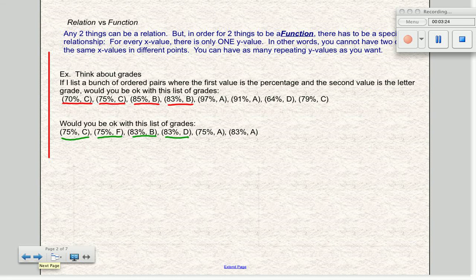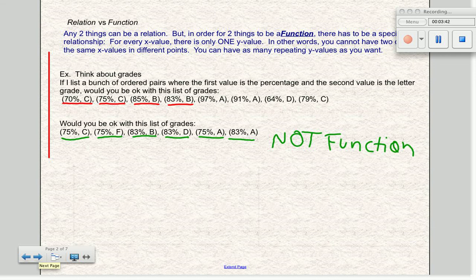By now you should be thinking that this would not be fair. It would not be fair that two people or three people who get the same percentage end up with different letter grades. That is not fair. This would not be a function.